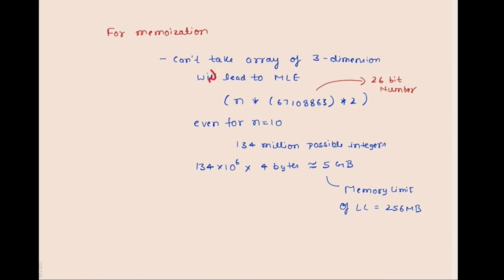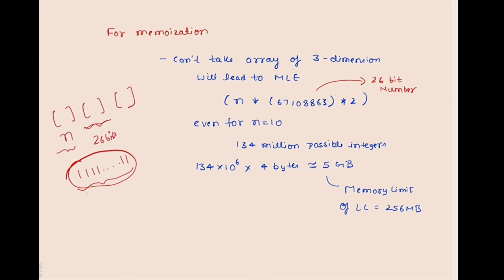I actually tried to do it with a 3D DP approach, but it led to memory limit exceeded, and then I dug deeper into why it happened. If we have this DP array, we are going to have n length for indices, and here we are going to have a 26-bit number. Let's say this is the maximum number that we can get. And for change allowed we have only two possibilities, 0 or 1, so we'll have 2 places for this.